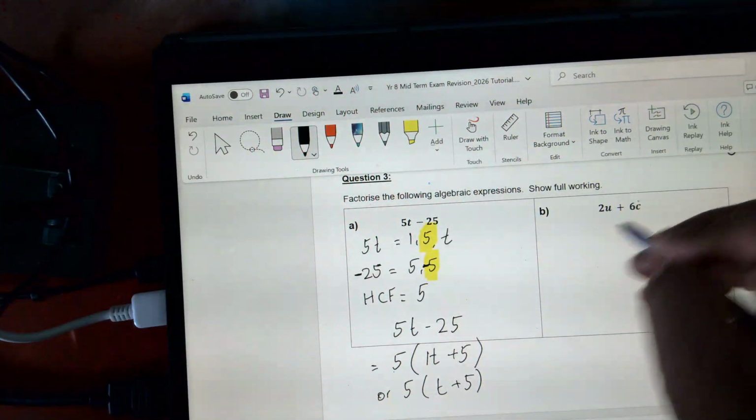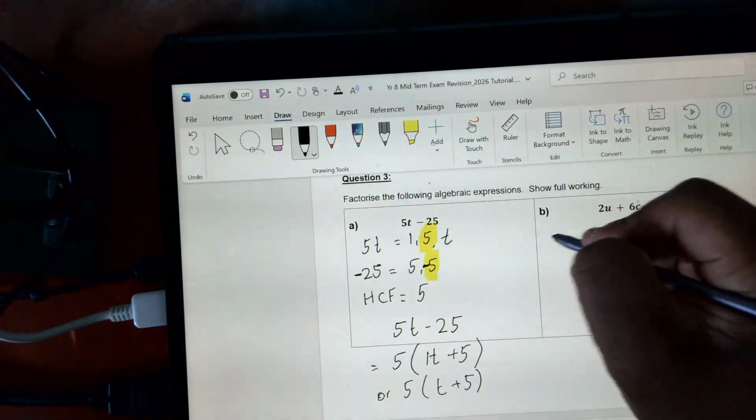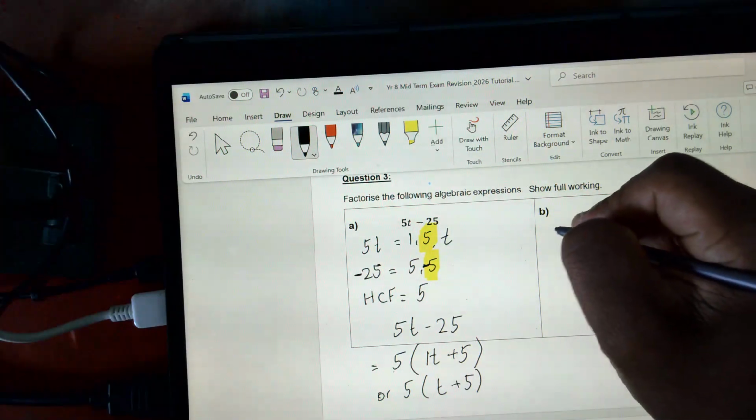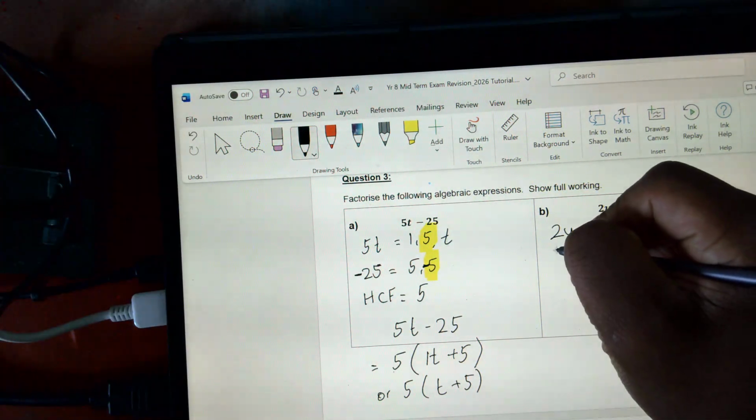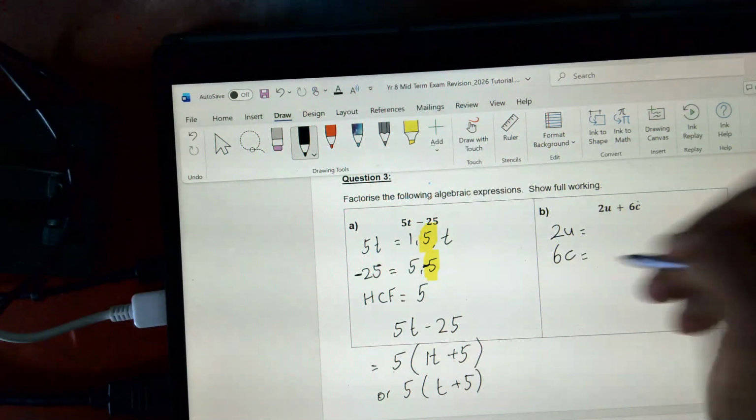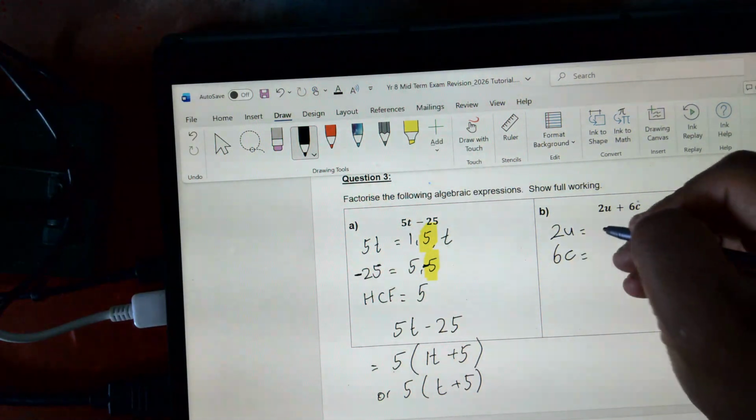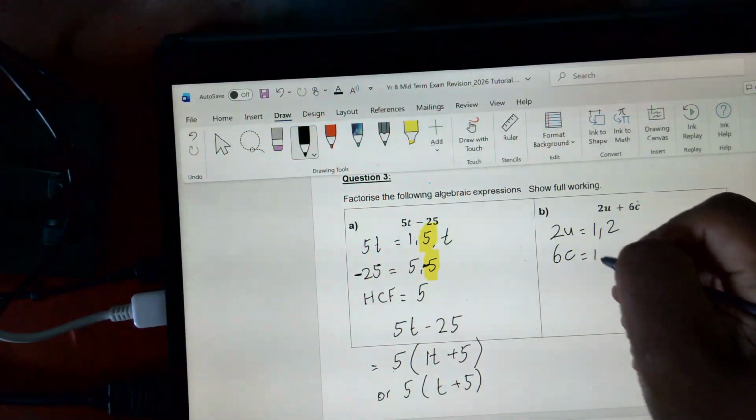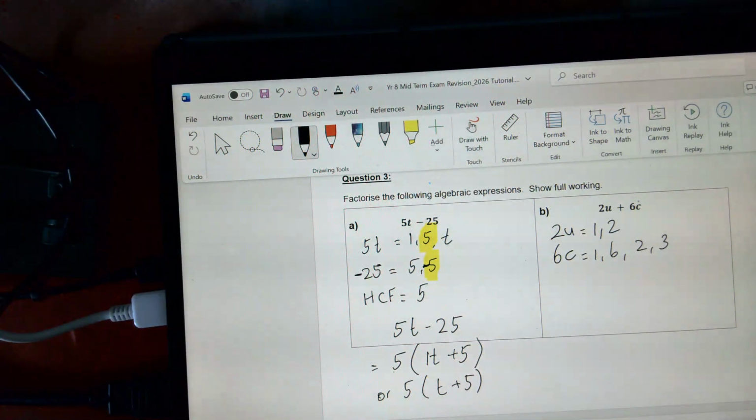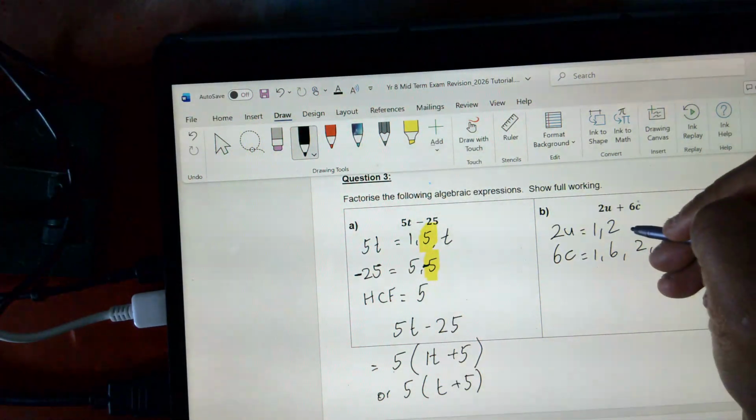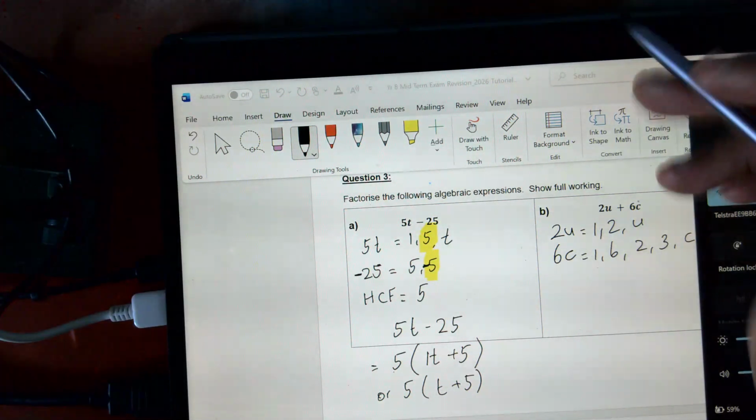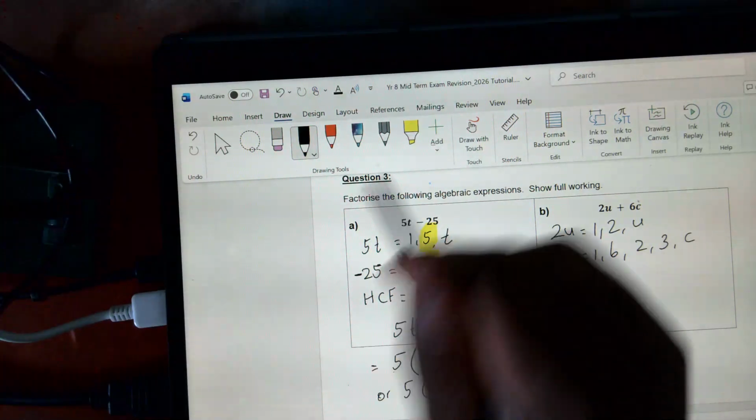Again, we're going to find the highest common factor. We know the letters u and c are not the same, so I know that I don't need to worry about the letters as my highest common factor. I know 2 is a prime number, so the only numbers I multiply to give 2 are 1 and 2. For 6, other than 1 and 6, I've got 2 and 3. Again, we'll have a u here and a c term there, but since they're not common, I know I don't have to take a variable out.